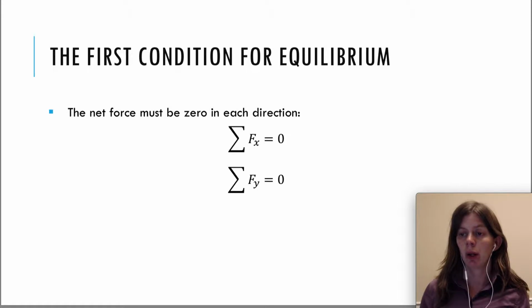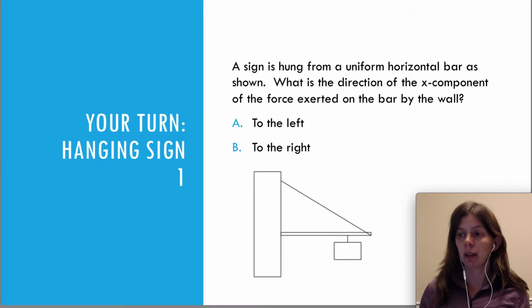Let's do an example testing this first condition for equilibrium. A sign is hung from a uniform horizontal bar as shown. What is the direction of the x component of the force exerted on the bar by the wall? We're going to see this image again. I just wanted to bring it up here so we can analyze what's going on. Imagine this is a wall over here. There's a horizontal bar, there is a cable right here, and then there's a mass, like a sign, being hung here.